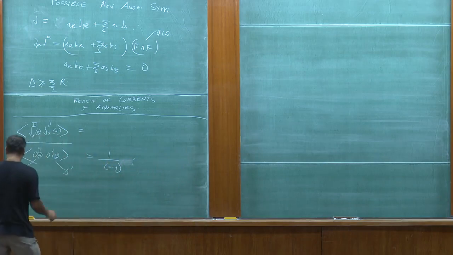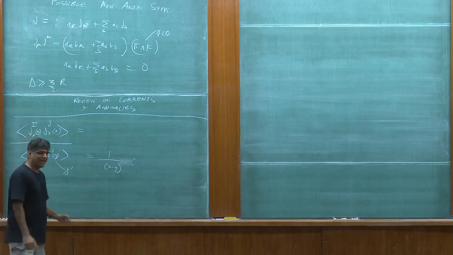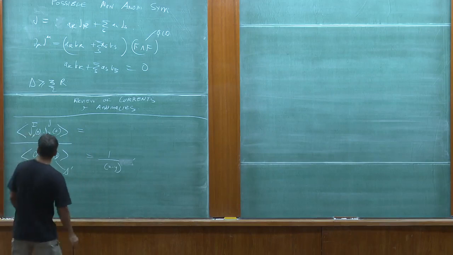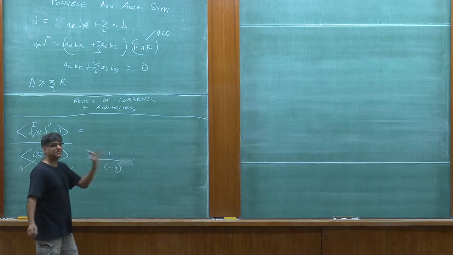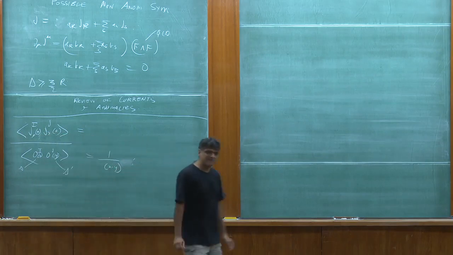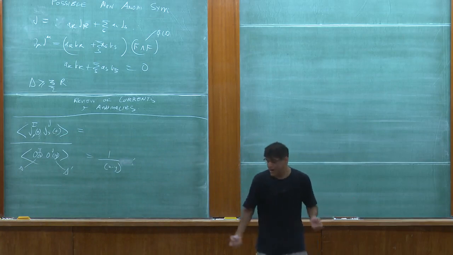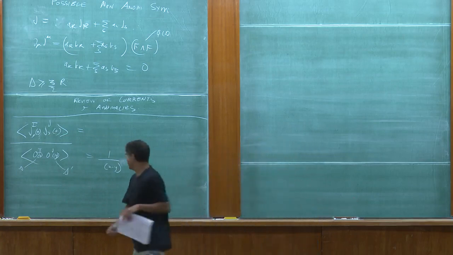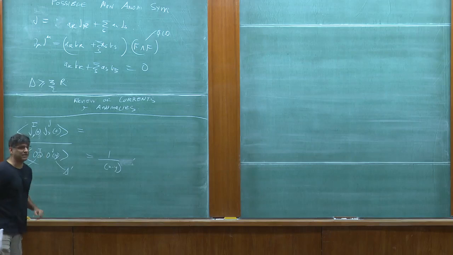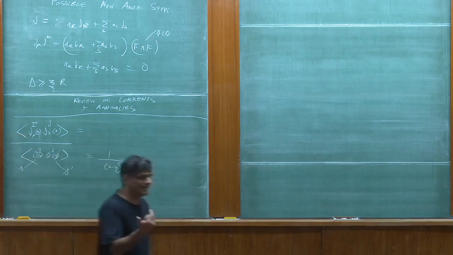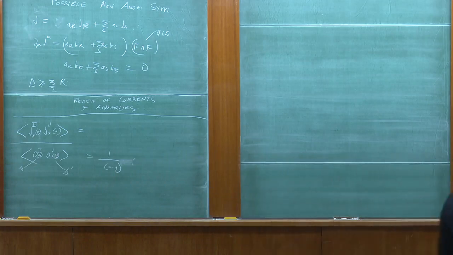Now, if you try to do a similar exercise for these currents, once again, things can only depend on x minus y. And the great thing about currents is that there's no abstract delta. The scaling dimension of a current is what? Somebody tell me.